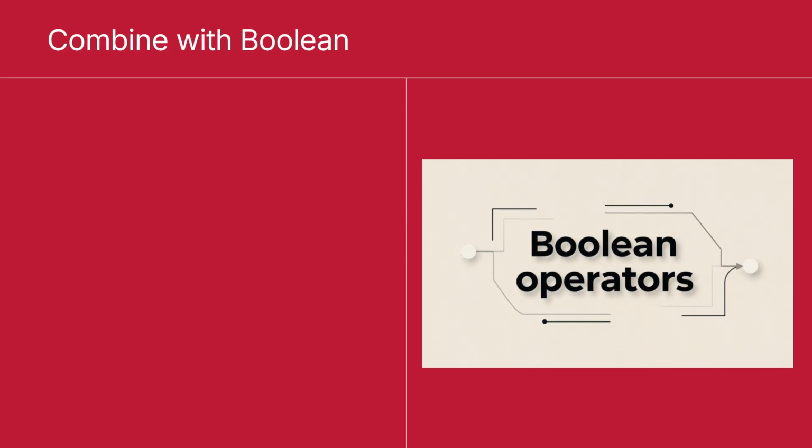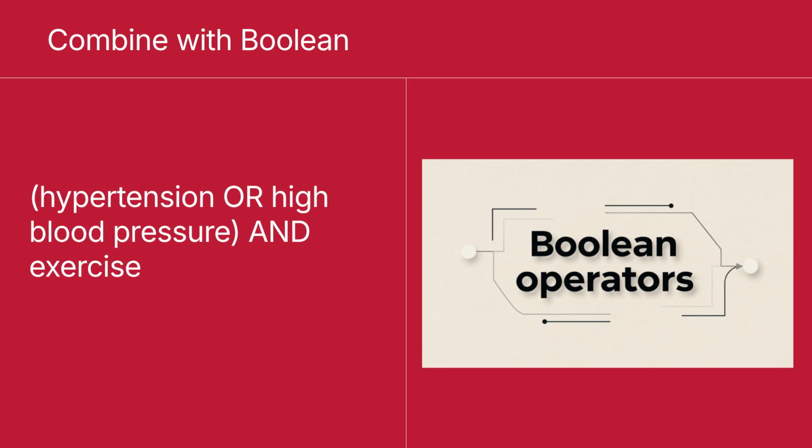Finally, you can combine your keywords using Boolean operators. For example, you might group synonyms with or, and then combine concepts using and. This connects what you learned in the previous video with your new search strategy. Using PICO together with Boolean operators helps you build more structured, effective searches.